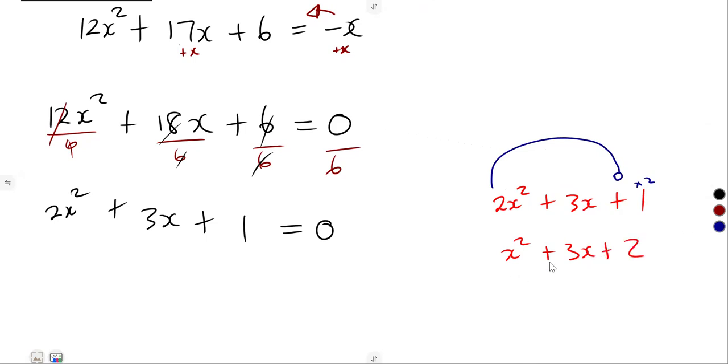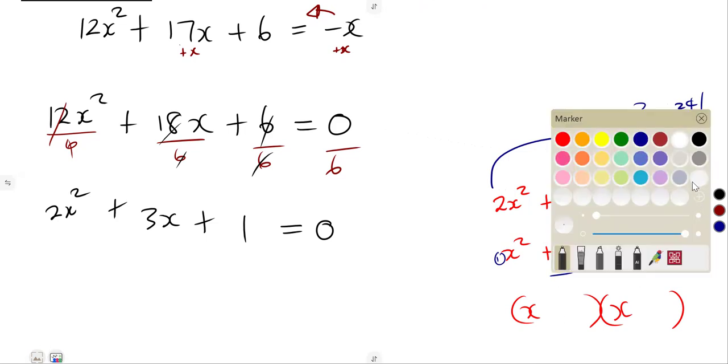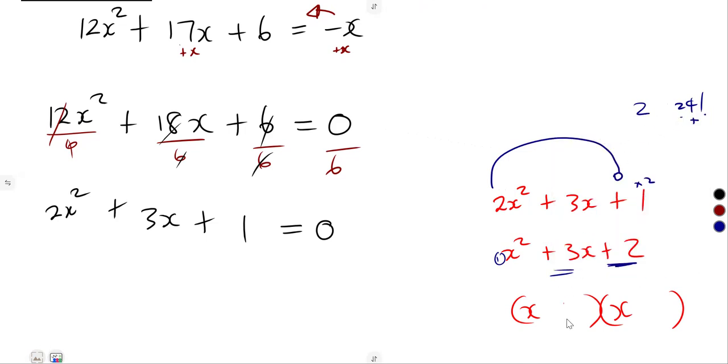Then we can factorize as usual since the coefficient of x squared is now 1. So we're going to have 2 brackets with x here. Then considering the factors of 2 which give us a 3, that's 2 and 1. 2 times 1 is 2, but if we add, we get 3. So that was 2 and 1. But this is not our answer.